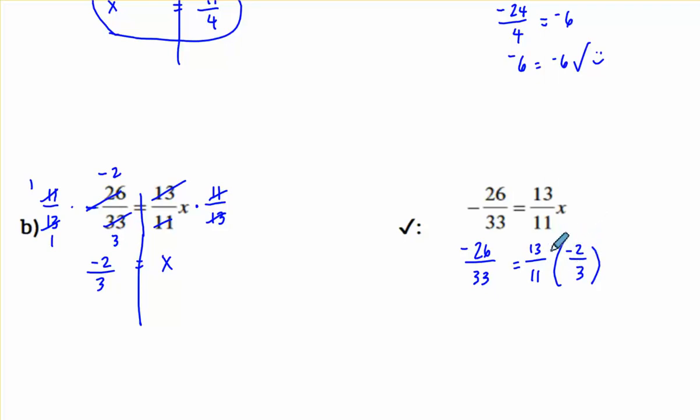So I look over here on the right side, and unfortunately there's nothing I can do to cross simplify. All I have to do is just top times top, bottom times bottom. Positive 13 times a negative 2 is negative 26. On the bottom, 11 times 3 is a positive 33. I come over here and I bring down what I've got and I hope that it matches. And luckily it does. And so I've just proven that my answer was negative 2/3.